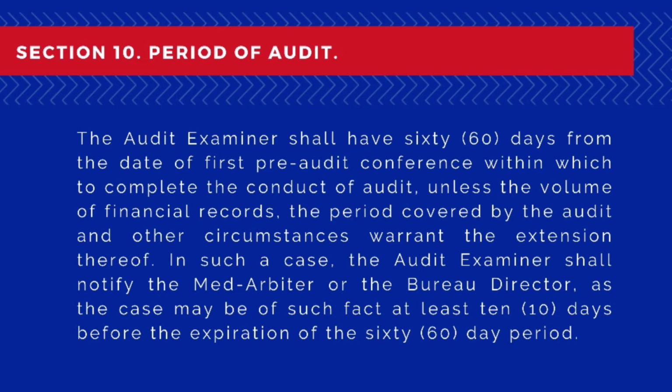Section 10. Period of audit. The audit examiner shall have 60 days from the date of first pre-audit conference, within which to complete the conduct of audit, unless the volume of financial records, the period covered by the audit, and other circumstances, warrant the extension thereof. In such a case, the audit examiner shall notify the med arbiter or the bureau director, as the case may be, of such fact, at least 10 days before the expiration of the 60-day period.